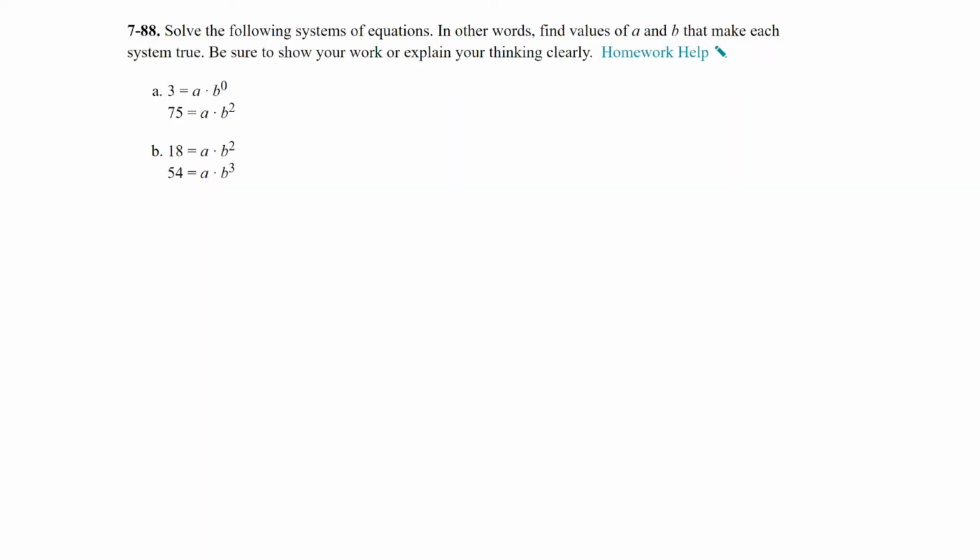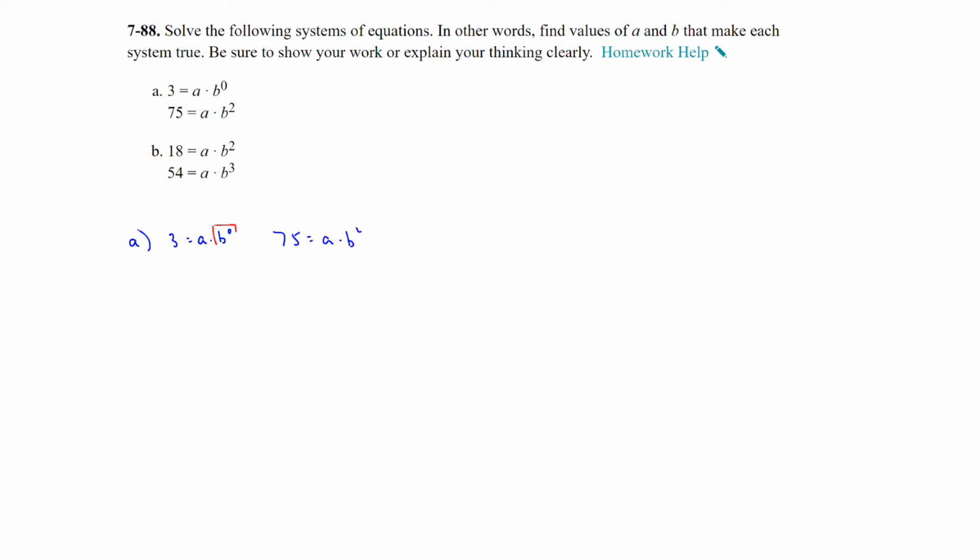power. Question 88. Solve the following systems of equations. In other words, find the values of a and b that make each system true. Be sure to show your work and explain your thinking clearly. So we did some of these in a previous homework assignment, so let's go ahead and look at them again. We have 3 is equal to a times b raised to the 0. That's one equation. Second equation is 75 equals a times b squared.